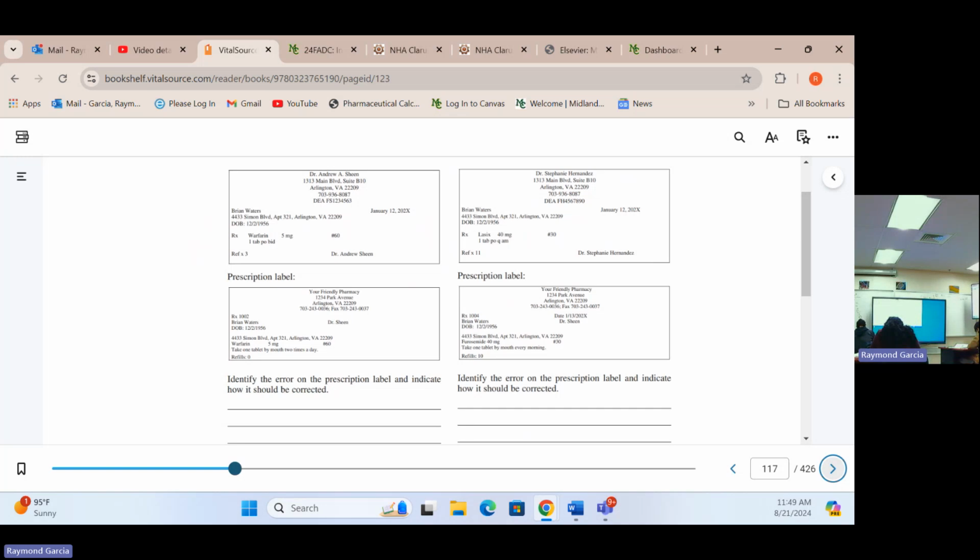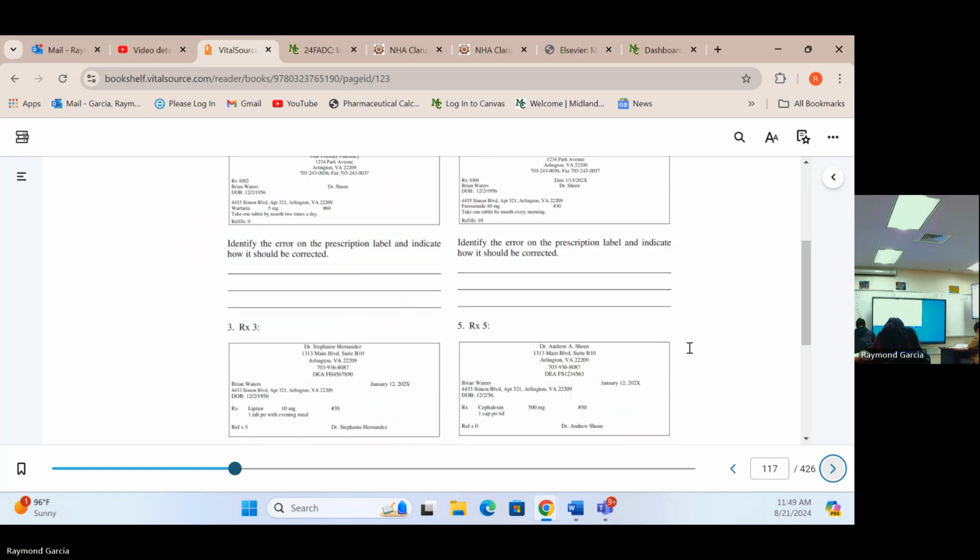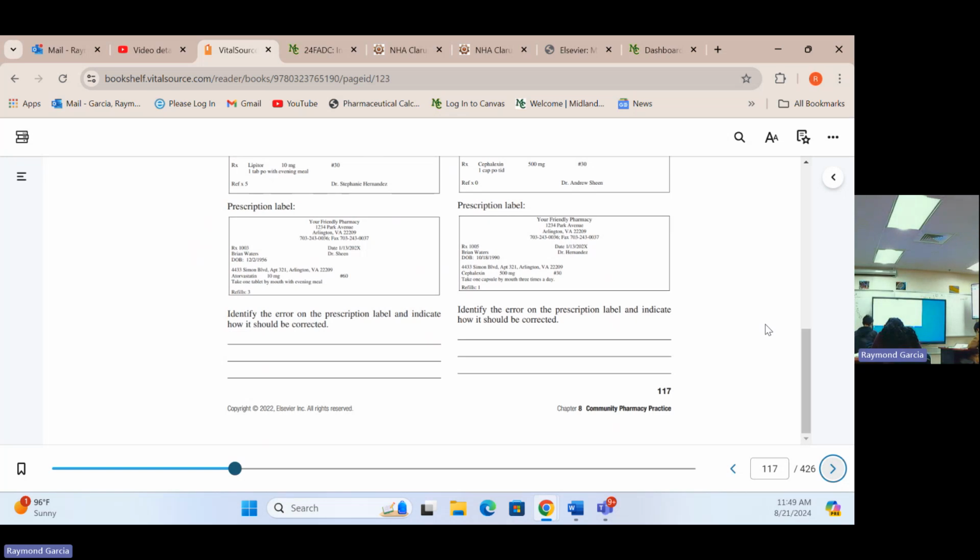Doctor Anderson? Did it say Andrew? Full name. Are we looking at the second one? Dr. Andrew. That's fine. Is it the date? Date, yes. The date the prescription was filled is not on the prescription label. The date, 30. Good job.